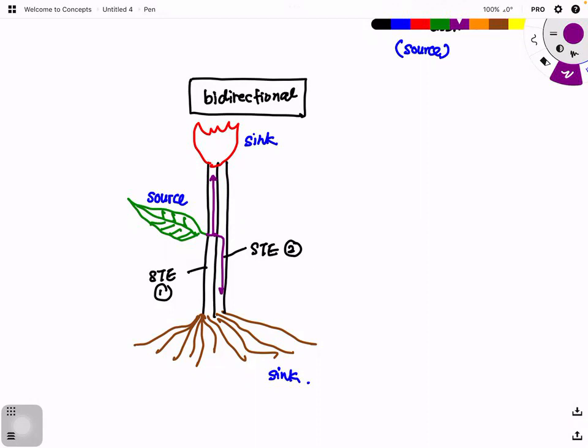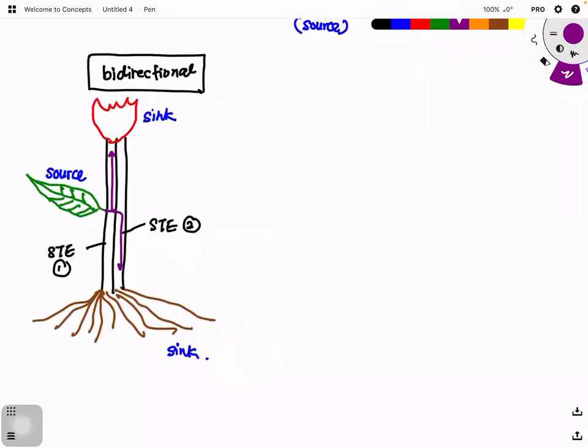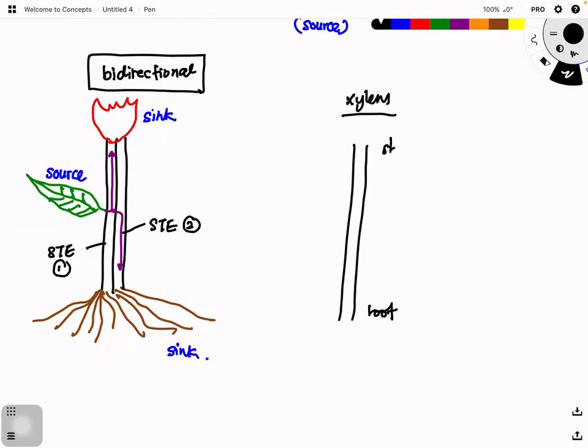Are you clear? So it means in one particular vascular bundle, plants have many sieve tube elements. Some are in charge of transporting the assimilates up the plant, some may transfer down the plant. So this is bidirectional, in contrast to the xylem. If you look at the xylem, it is always from the root to the shoot, by mass flow. Are you clear? So in this case, this one is called unidirectional.